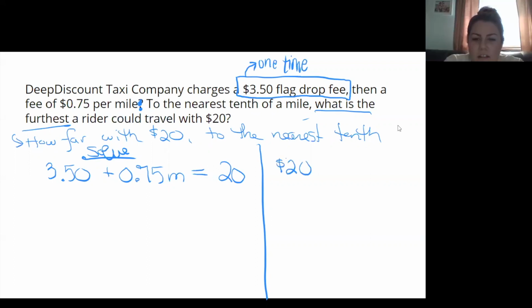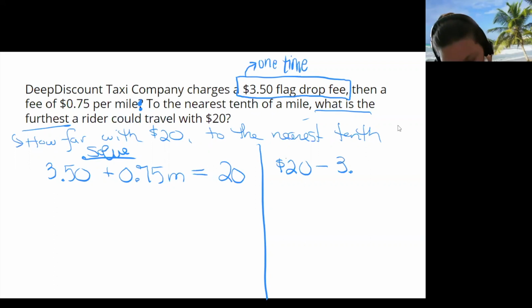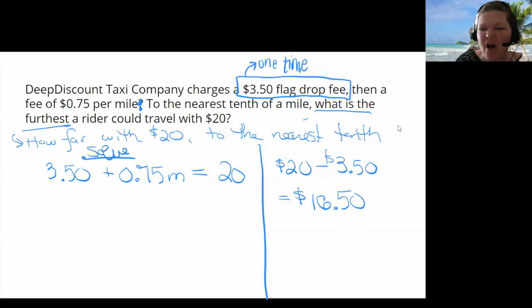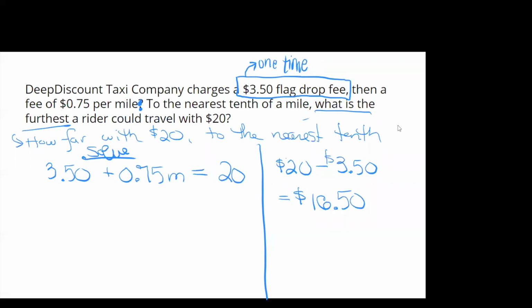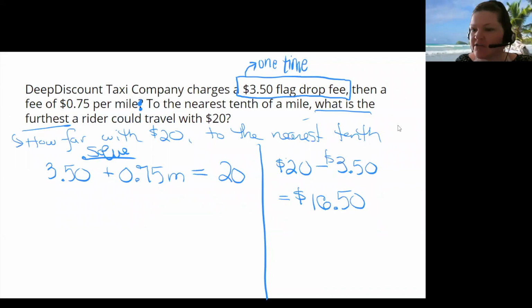Amy said I'd take the $20 and I'd take out the $3.50 I spent on the flag drop fee. I'd subtract it, and then I'd have $16.50 left to work with. Now, I love what Stephen's saying because it so applies to our last problem, whether we realized it or not. Stephen is now saying he would just repeatedly take out the 75 cents, one after the other, to figure out how many times that was.